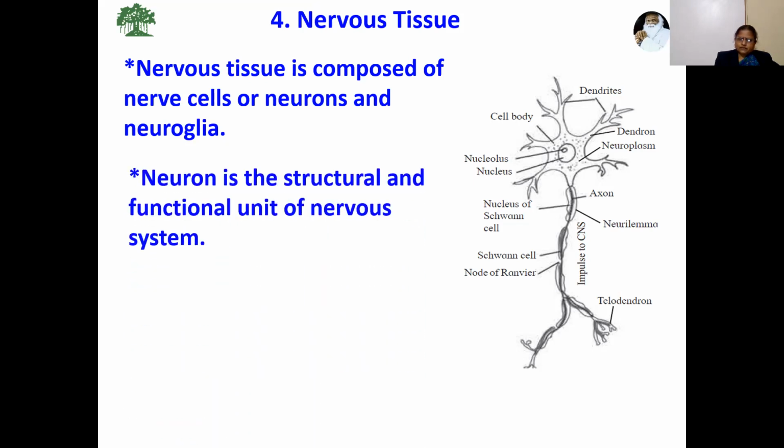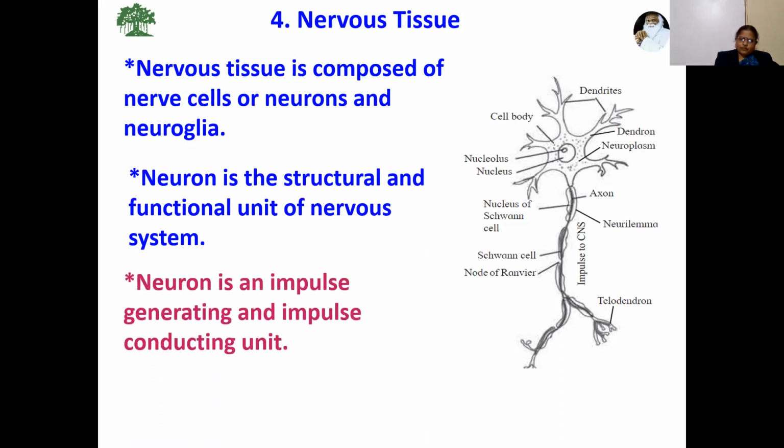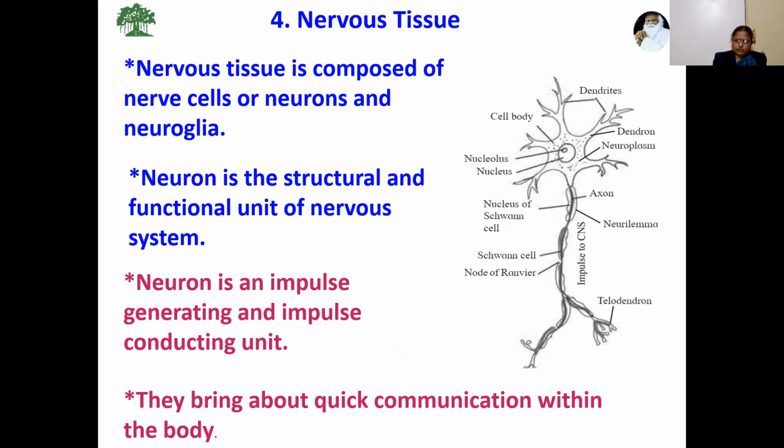This is the nerve cell. Nerve cell or neuron is the structural and functional unit of the nervous system. Remember, a neuron is an impulse generating and impulse conducting unit. It shows the following structure. They bring about quick communication within the body. They carry the impulses.